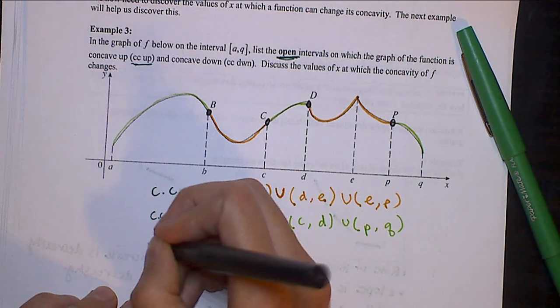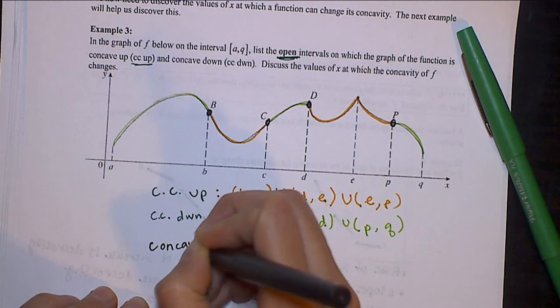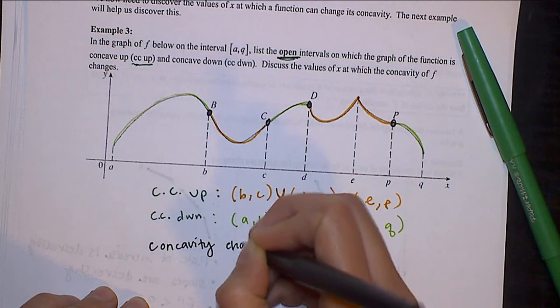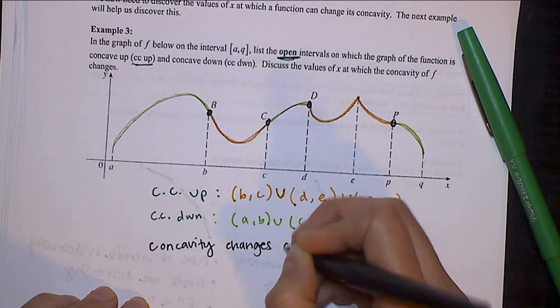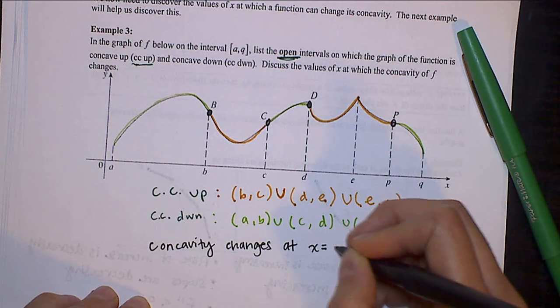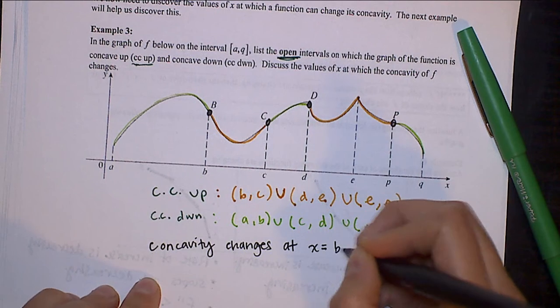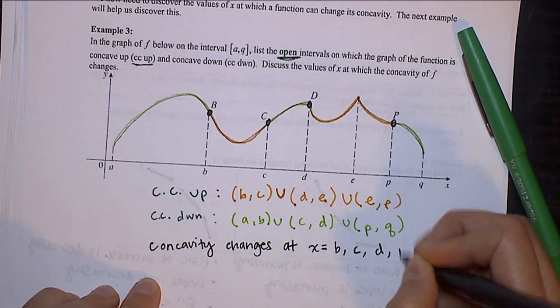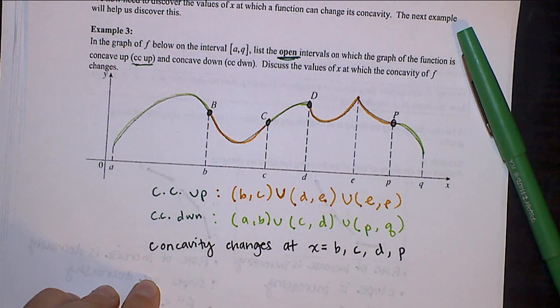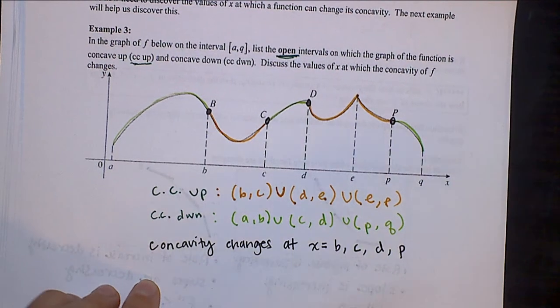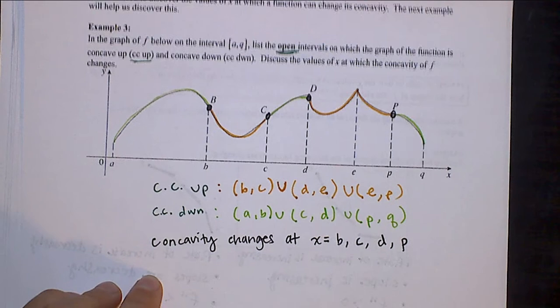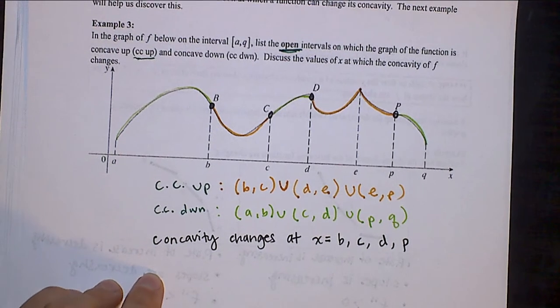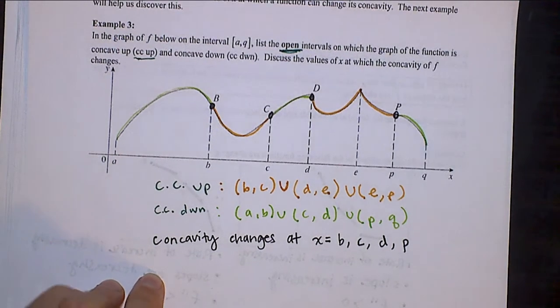So I'll say concavity changes at x equals B, C, D, and P. Not too bad, huh? Now I'll say those dreaded words. Turn the page. Let's see what's next.